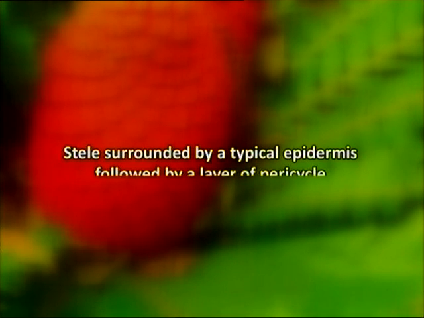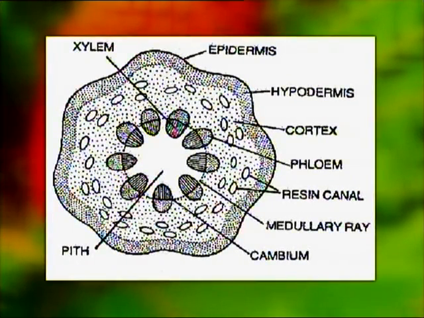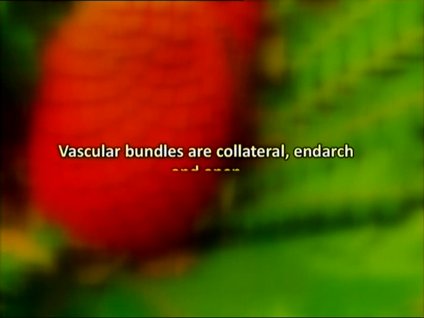The stele is surrounded by a typical endodermis followed by a layer of pericycle. The vascular system consists of a number of vascular bundles arranged in the form of a ring. The vascular bundles are collateral, endarch and open. This type of stele is called eustele.